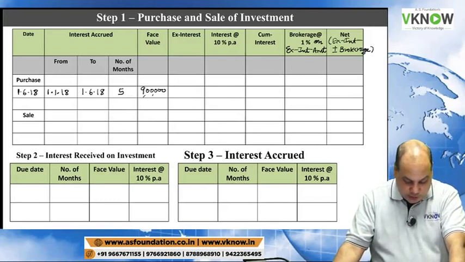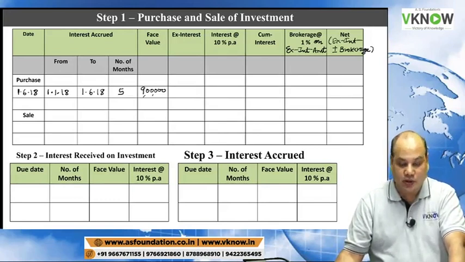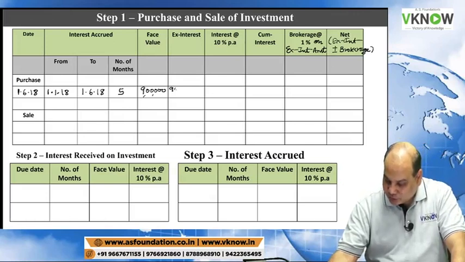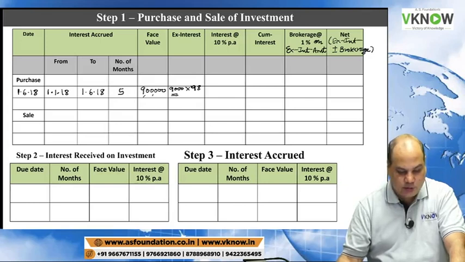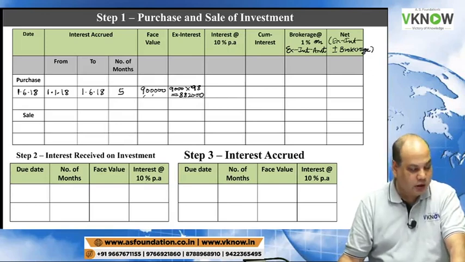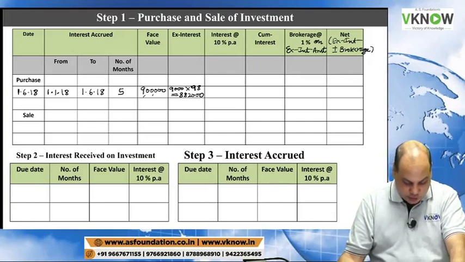Let us check whether it is purchased ex interest or cum interest. So it was purchased ex interest. 9,000 into 98. Multiply 9,000 into 98 is 8 lakh 82,000.